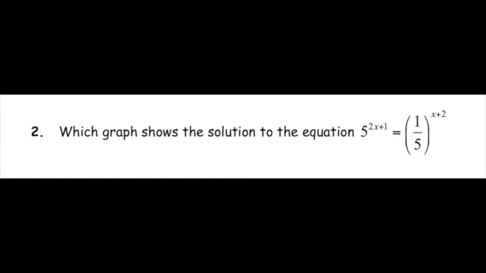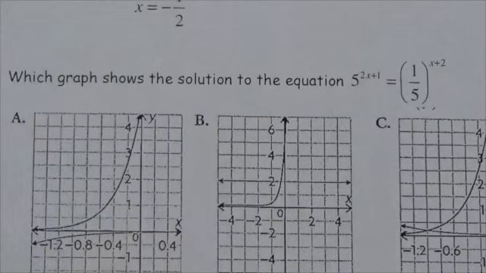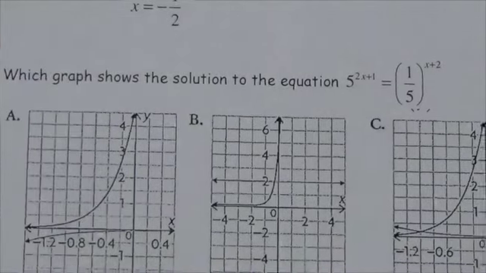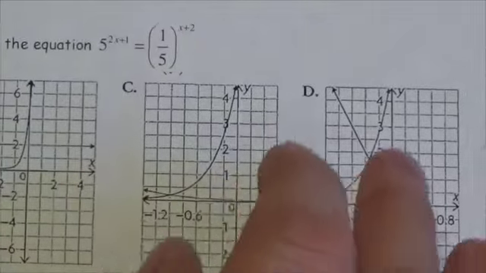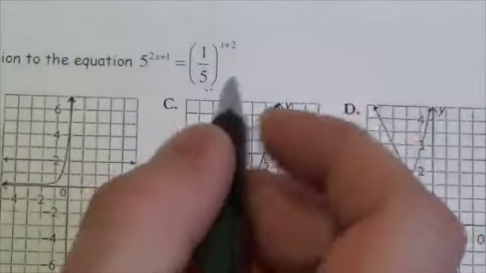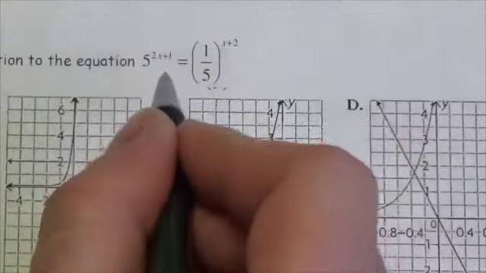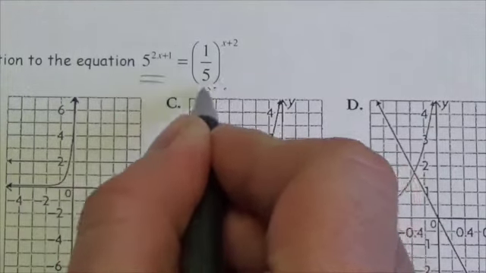Which graph below shows the solution to the equation 5 to the 2x plus 1 is equal to 1 over 5 to the x plus 2? So in this case, to help us answer this particular problem, we're supposed to see graphically what's going on. Notice that in every case here, we've got 2 different graphs for every one of these. So I think this links back to the previous question. We just have to graph both sides of this equation.